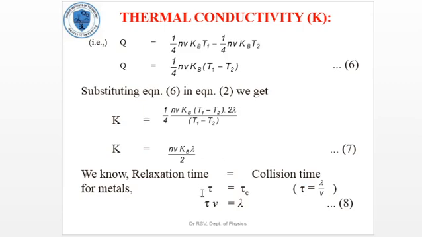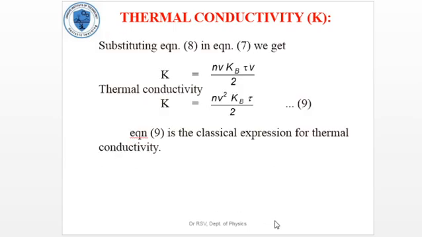We know that relaxation time is equivalent to collision time for metals. Tau is equivalent to tau C, that is tau into V is equivalent to lambda. Substituting equation 8 in equation 7, we get K is equivalent to NV kb into tau V divided by 2. Thermal conductivity K is equivalent to NV squared kb into tau by 2. Equation 9 is the classical expression for thermal conductivity.